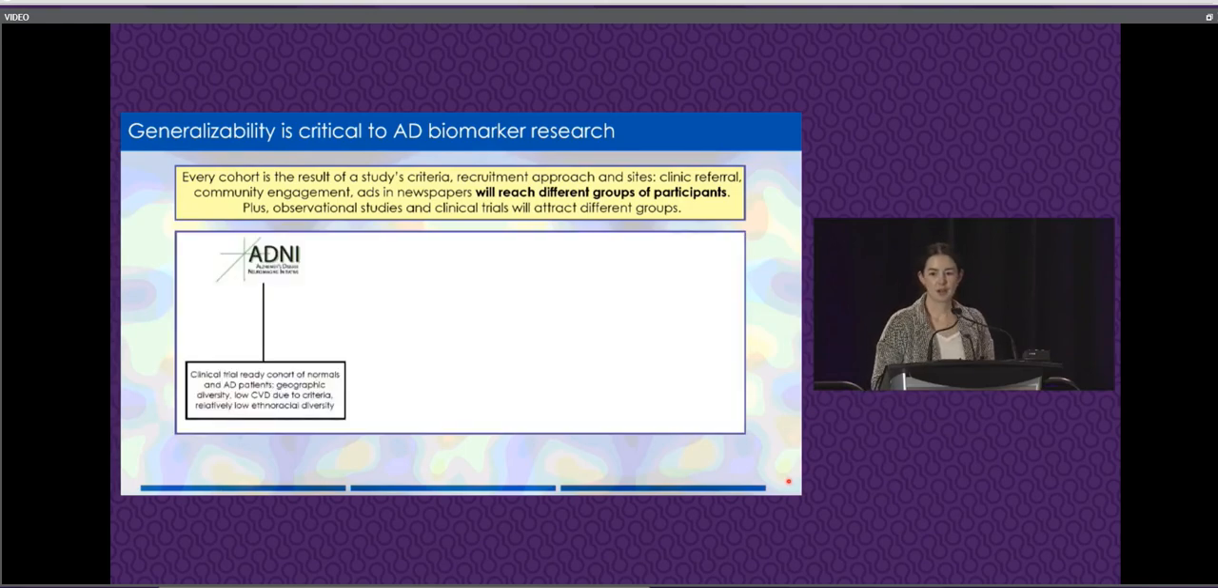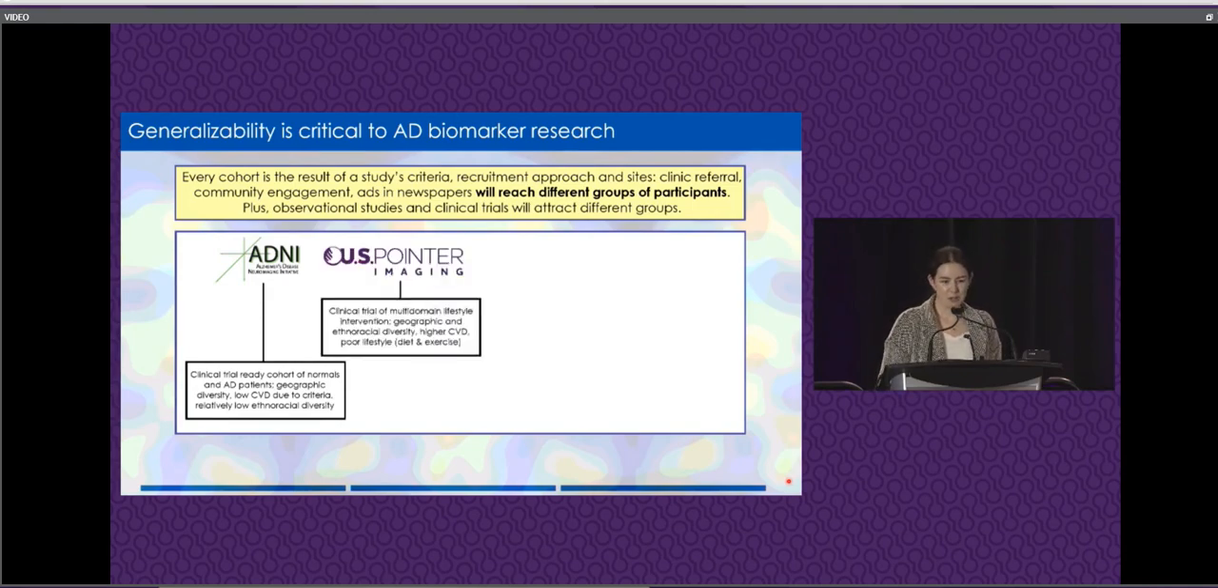So today, I'm going to talk about 4 different studies. The one probably best well known to you all is ADNI. This is a clinical trial ready cohort of normals and AD patients with geographic diversity, but low cardiovascular disease due to exclusion criteria, and low ethno-racial diversity, especially in the first few phases of ADNI. Pointer imaging, which you just heard about and you'll hear about in all the talks today, this cohort is comprised of individuals who were enrolled in this multi-domain lifestyle intervention study, has geographic and ethno-racial diversity, higher cardiovascular disease burden, and participants were required to have poor lifestyle metrics.